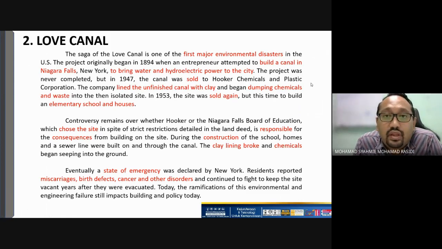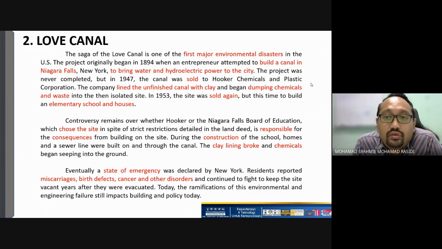However, they finished the canal just using clay. After they finished building the canal using the clay, they started to dump chemicals and waste inside the canal. And afterwards, in 1953, the canal was again sold to another entity. But at this time, the project was to build an elementary school and houses. The controversy remains over whether Hooker or the Niagara Falls Board of Education chose the site to build the school and houses, and who is responsible for the consequences of building on that site.